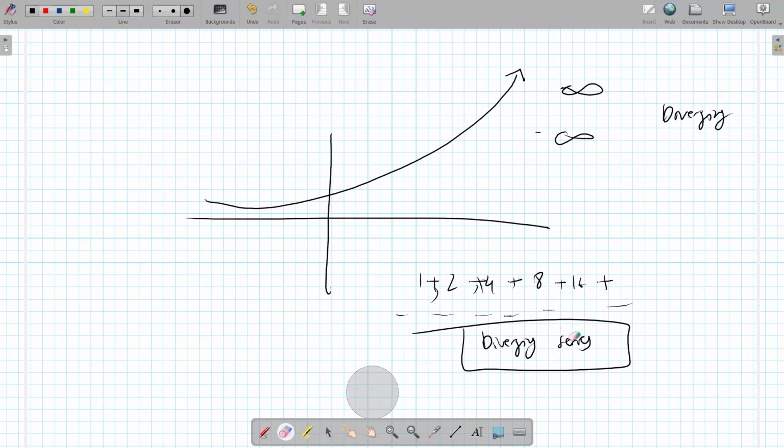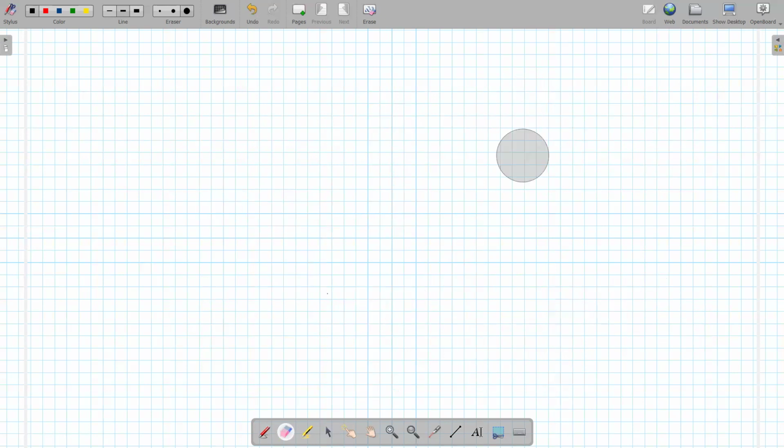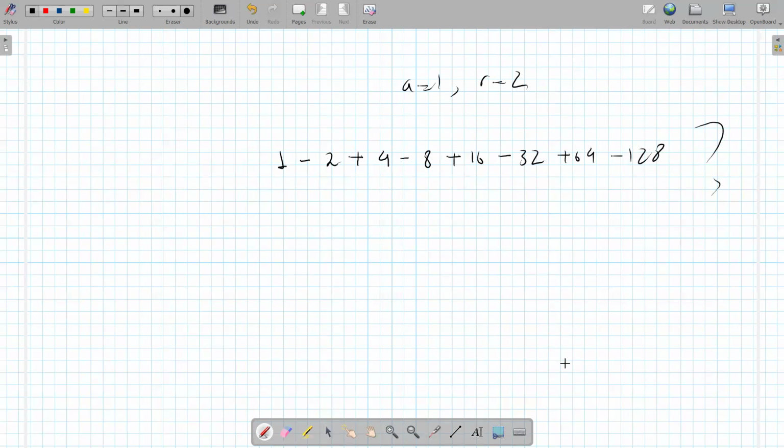But what if we do something like this? We're not going to get into too much. This is going to be very hard to tell whether it's diverging or not. We need to use some calculus. What if we had something like this, where A is still 1, R is still 2, but now the only difference is that the sign flip-flops? Now, is this diverging or is it converging to a certain number? We don't have the tools to answer this just yet.